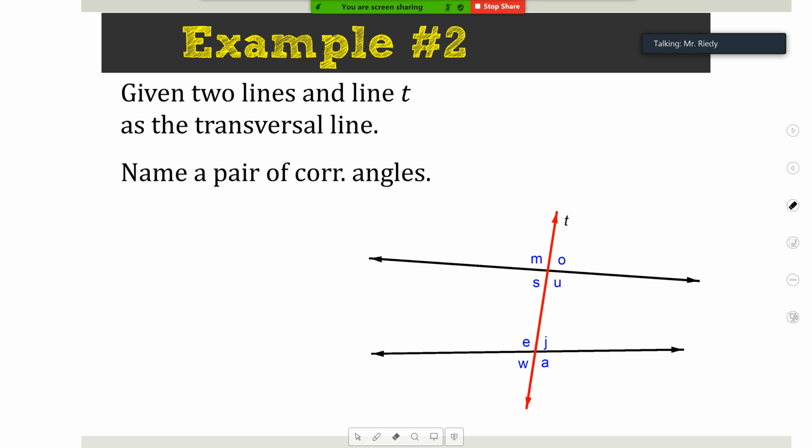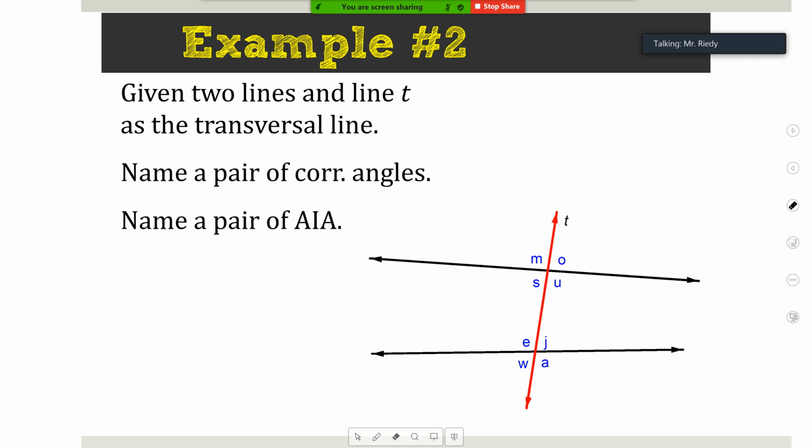Well done. Can all of you hear him at home? ME is one pair. OJ is another pair. UA is another pair. And SW is another pair. 4 pairs of corresponding angles.